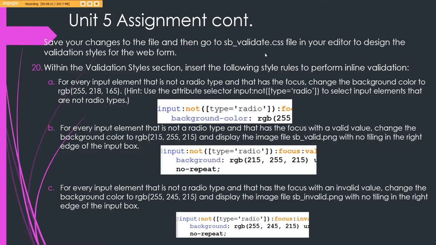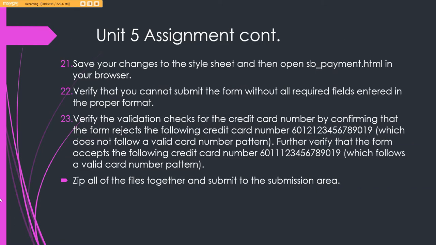Save your changes to the file and then go to open the CSS file, SB validate.css. Within the validate styles, insert the following style rules to perform inline validation. So then I've started you off with the beginning of each of these, so you can read those over. And you just have to figure out what the rest of the code is. Save your changes to the style sheet and then open the SB payment HTML file in your browser.